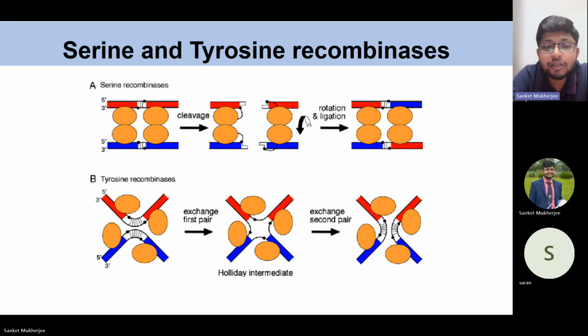In case of tyrosine recombinases, what we observe is that these are the proteins that bind to the DNA. There is formation of a Holliday junction intermediate. The structure is called Holliday junction. And later it is resolved, and we get recombined DNAs. So in this case, the Holliday junction intermediate is one of the characteristic features of tyrosine recombinases.